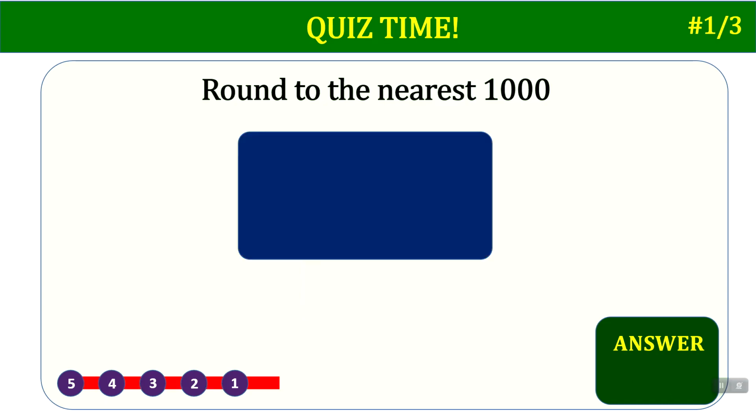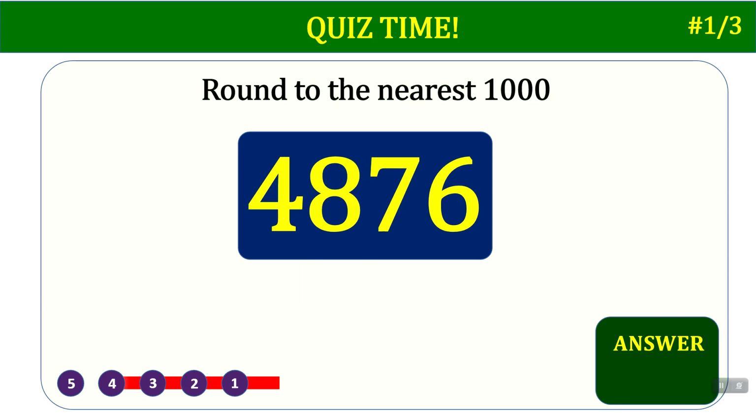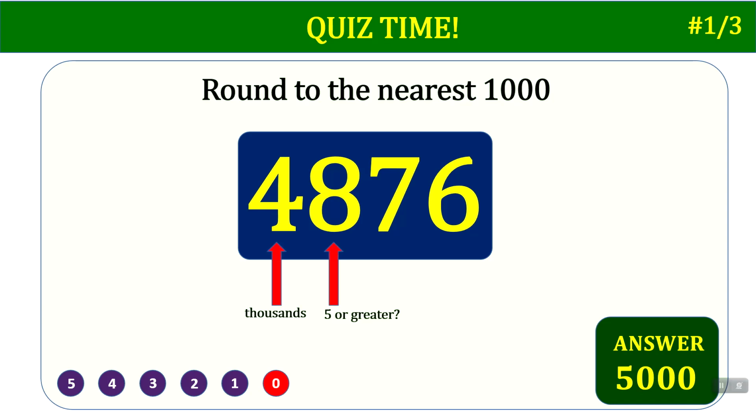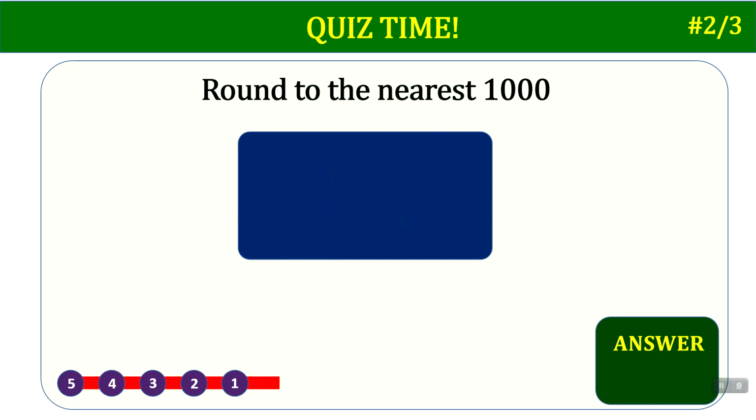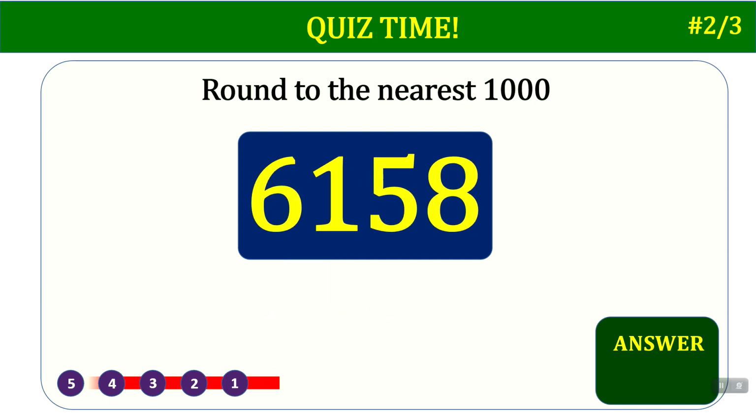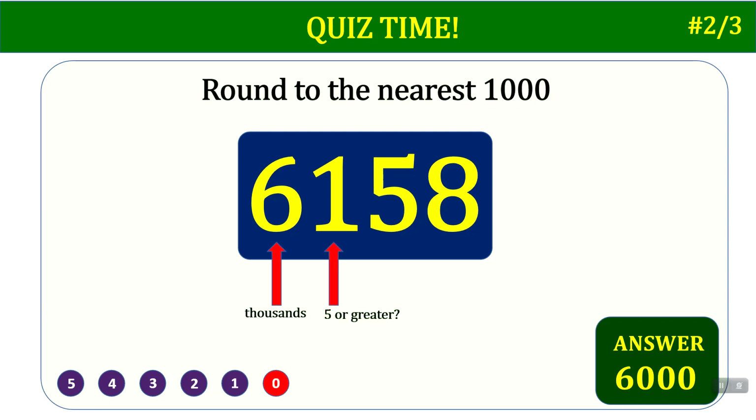And now let's round to the nearest 1000. 4,876. Time's up. The answer is 5,000. 4 is in the thousands column, and to the right is an 8, which is 5 or greater, and so we round to the nearest 1000 up, which is 5,000. Number 2, round to the nearest 1000. 6,158. Time's up. The answer is 6,000. 6 is in the thousands column. To the right is a 1, which is not greater than 5, so we round down to 6,000.